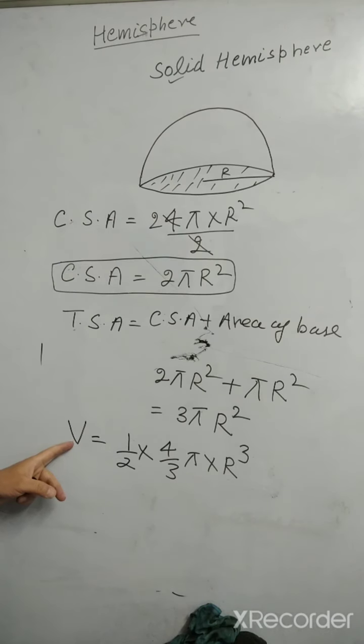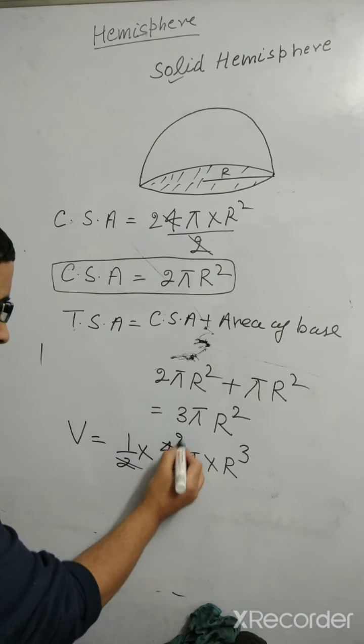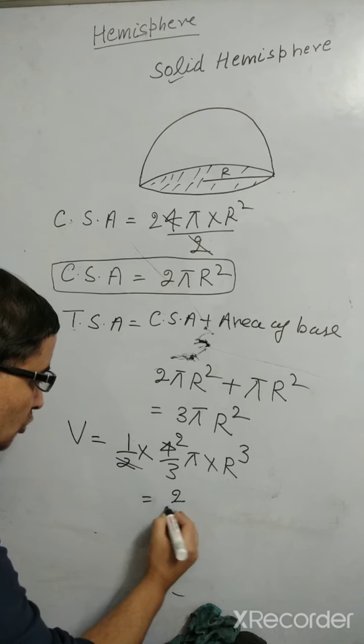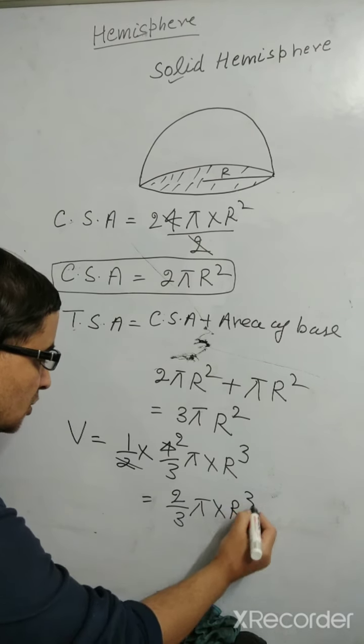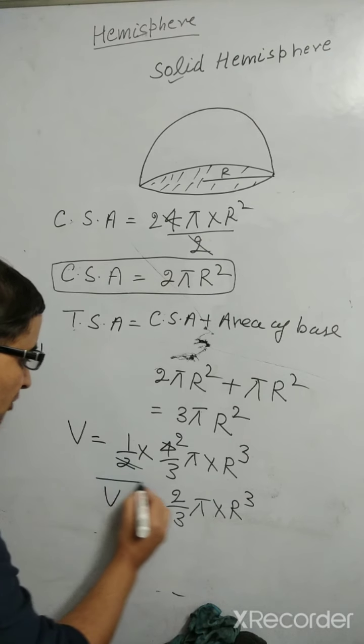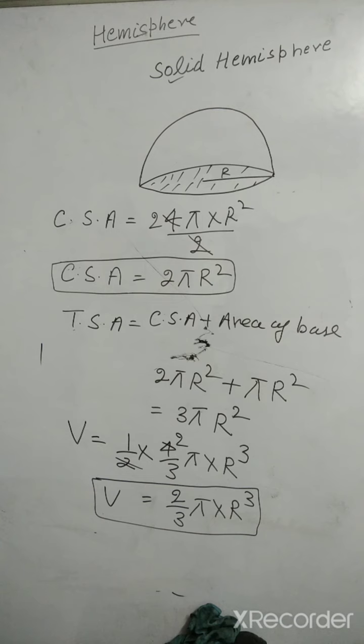This volume means it's not its capacity, it's the material of which it is made up of. So 2 twos are 4, so what you will get? 2 upon 3 pi r cube. This will give you the volume of a solid hemisphere, right?